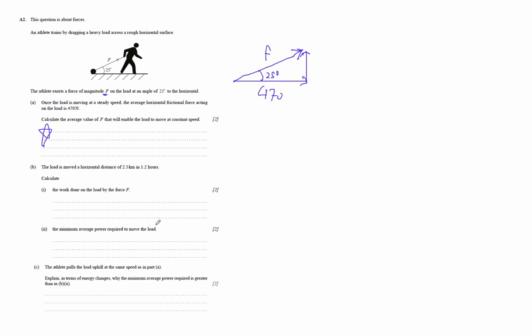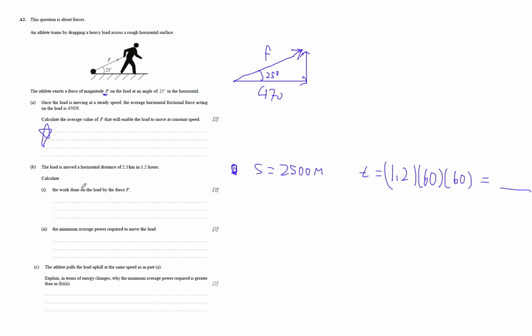Then the load is moved a distance of 2.5 kilometers, so the distance S is 2,500 meters. The time is 1.2 times 60 minutes per hour, times 60 seconds per minute. So you've got to turn the time into seconds. Calculate the work done on the load by the force F.